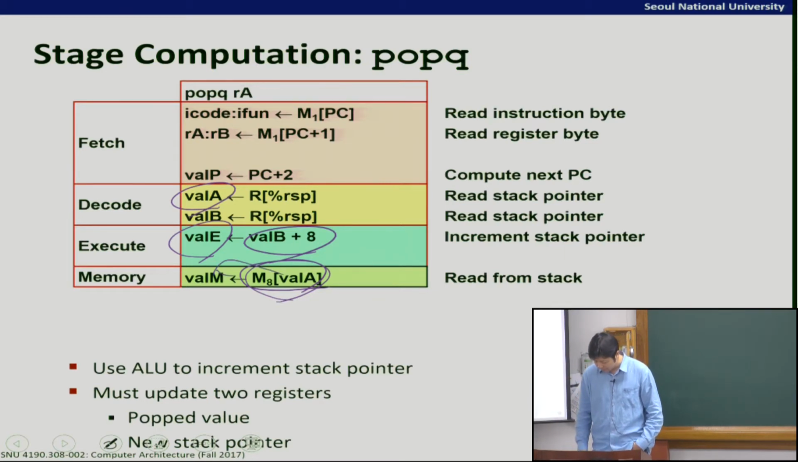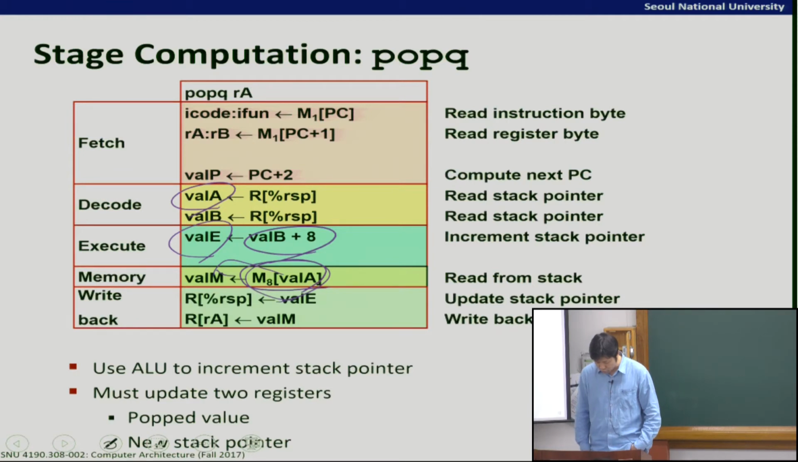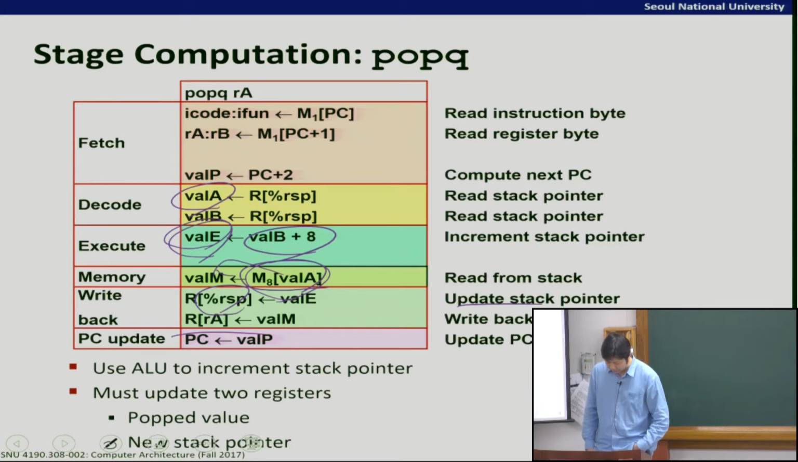And in the write back stage, you do 2 writes. First of all, you update the stack pointer with val E, which is the original value plus 8. And the second write updates the value of the destination register, because when you execute pop, you copy the value read from memory into the register RA. So you write back the result. Finally, you update the PC with val P.